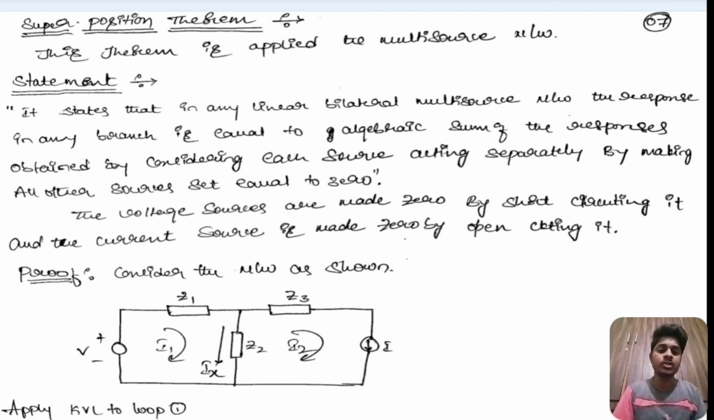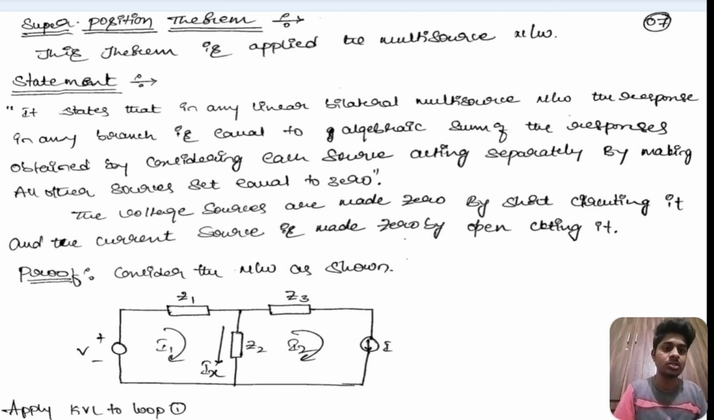Let us go through the superposition theorem and let us verify it. First, the statement of the superposition theorem. It states that in any linear bilateral multi-source network, the response in any branch is equal to the algebraic sum of the responses obtained by considering each source acting separately, with all the other sources set equal to 0.